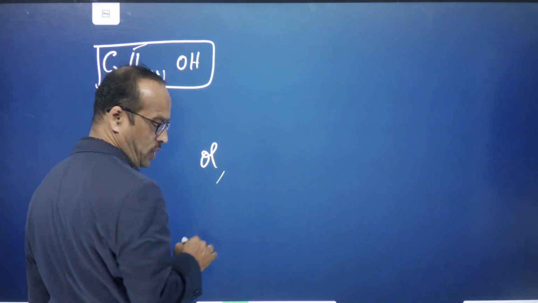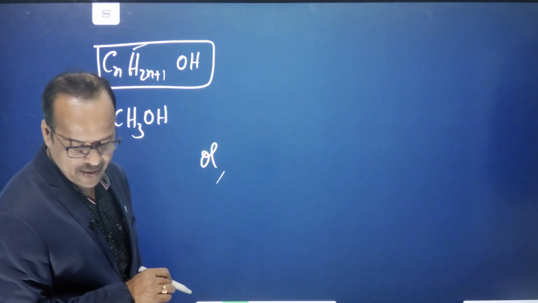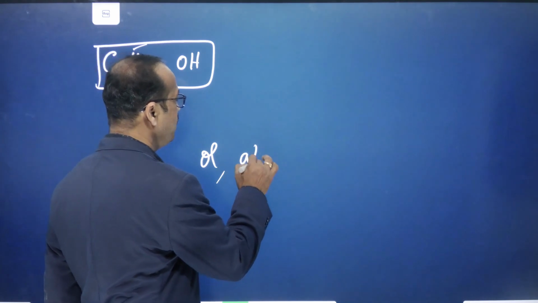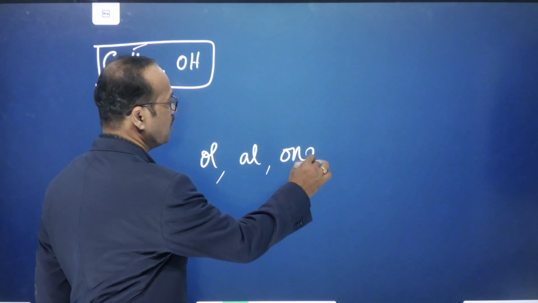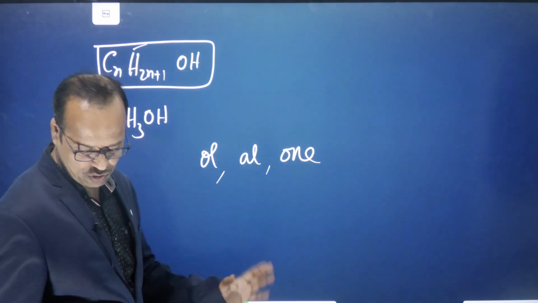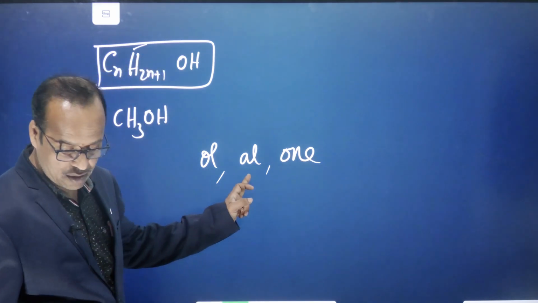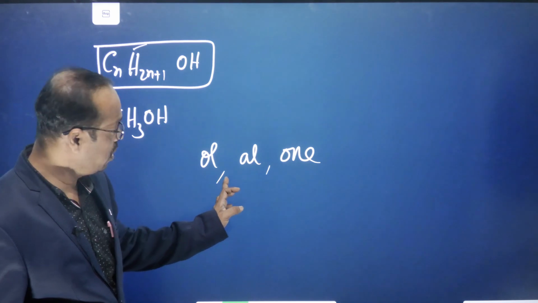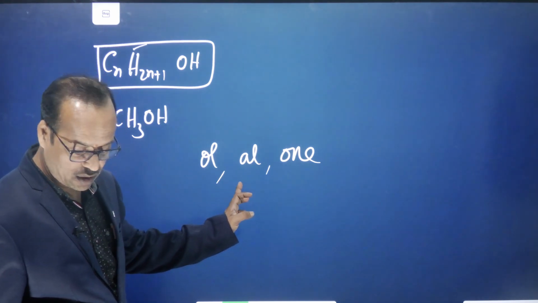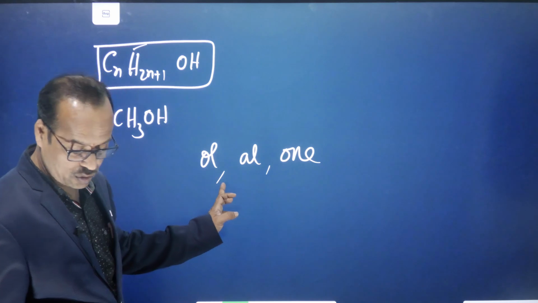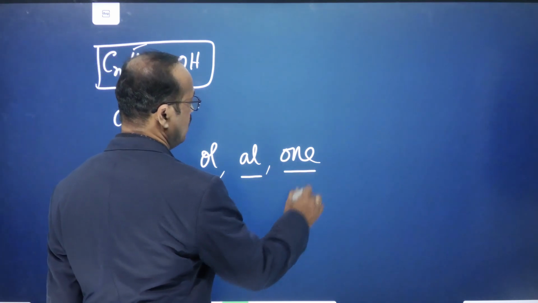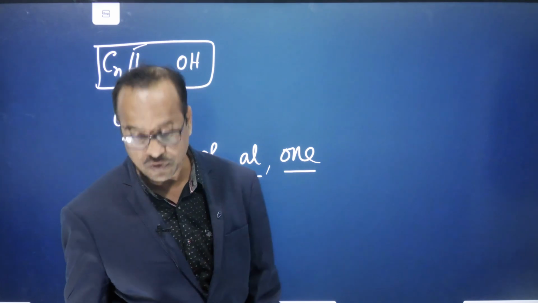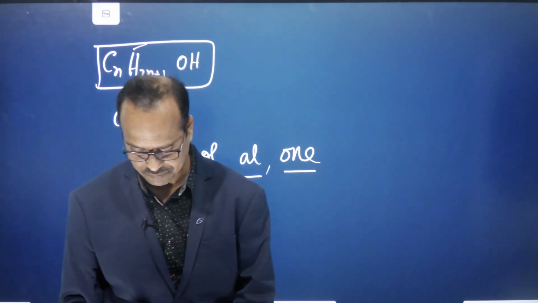Alcohol is OL. Aldehyde is AL. And ketone is ONE. This order should be there. So what is the first option? No. All, Al, ketone, wrong. Al, all, ONE, right. Fourth option. The fourth option is the right answer: alcohol, aldehyde, ketone. Okay. So for the fifth question, the fourth option is the right answer.